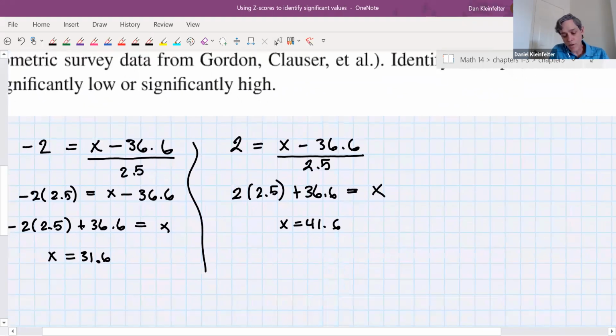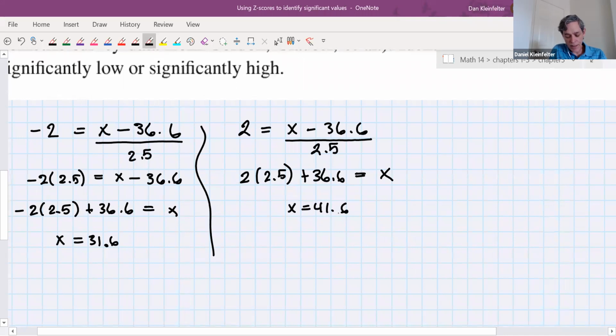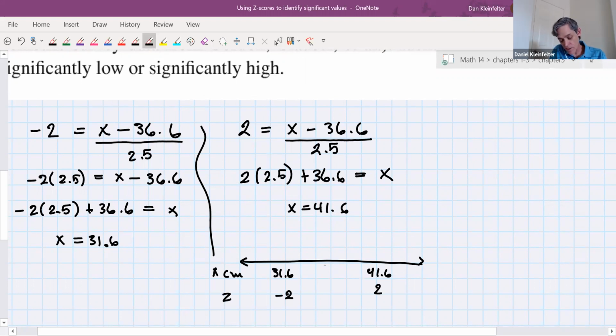All right, so going through similar calculations for the +2 standard deviations, we can find out that our cutoffs basically would be at 31.6 centimeters and 41.6 centimeters. That's in terms of x values, and that's in centimeters. In terms of standard deviations, that's z, and they were -2 and 2.